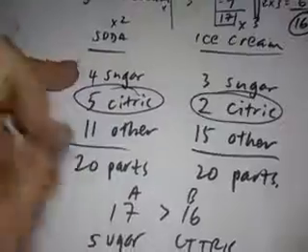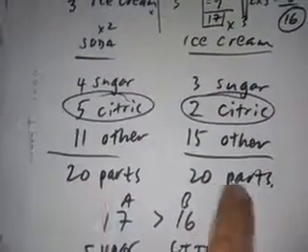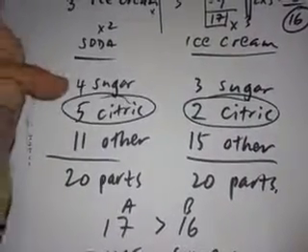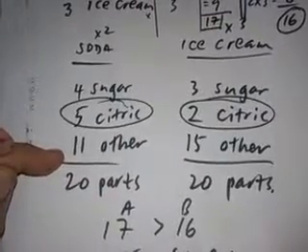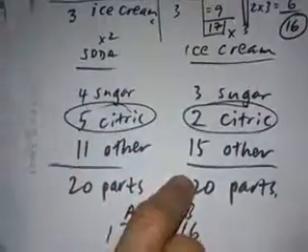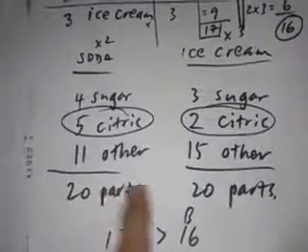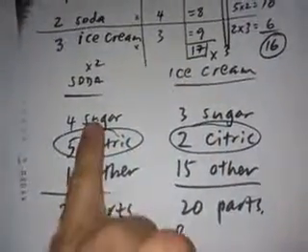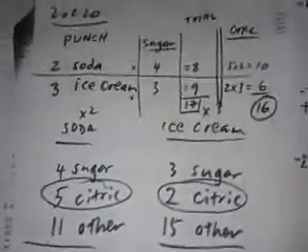You've got soda and you've got ice cream. Each of them have 20 parts in them, right? And the parts are equal. So it's 4, 5, and 11, right? 3, 2, and 15. Each of them have these parts. So if you had the same amount of soda and the same amount of ice cream, they would have the same size parts. So that's one thing to remember.